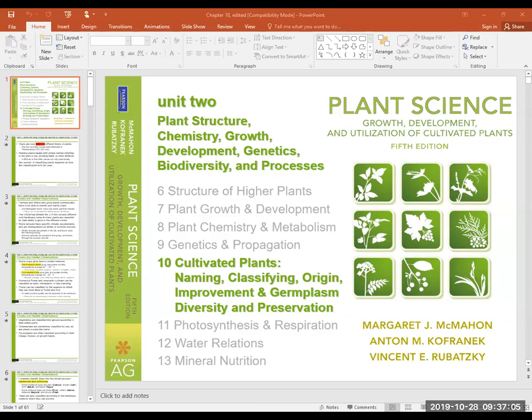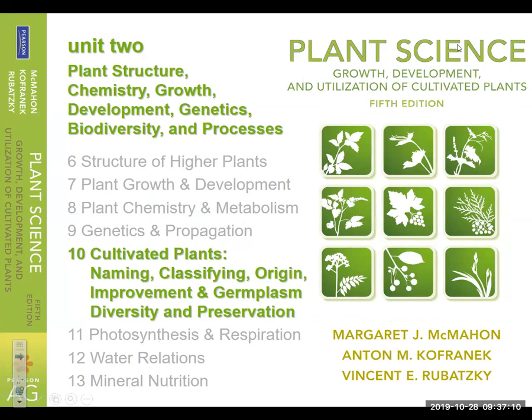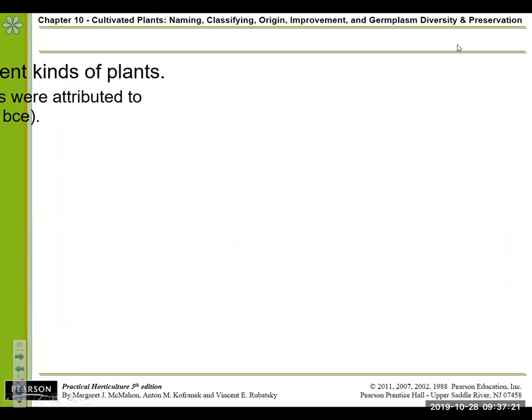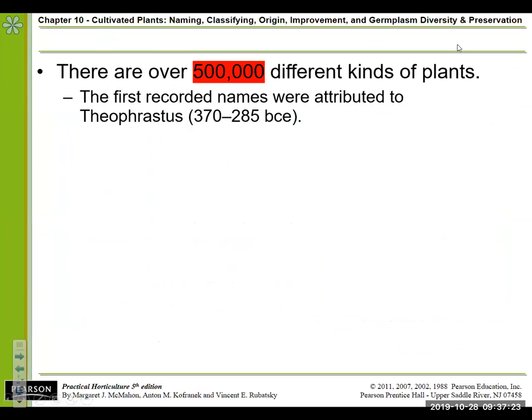Today we will be discussing cultivated plants and talk a little bit about the naming, classifying, and origin of plants, as well as the improvement of germplasm, diversity, and preservation. So to start off, today there are likely to be over 500,000 different types of plants on the planet. That's an adjustment from what the book might suggest.